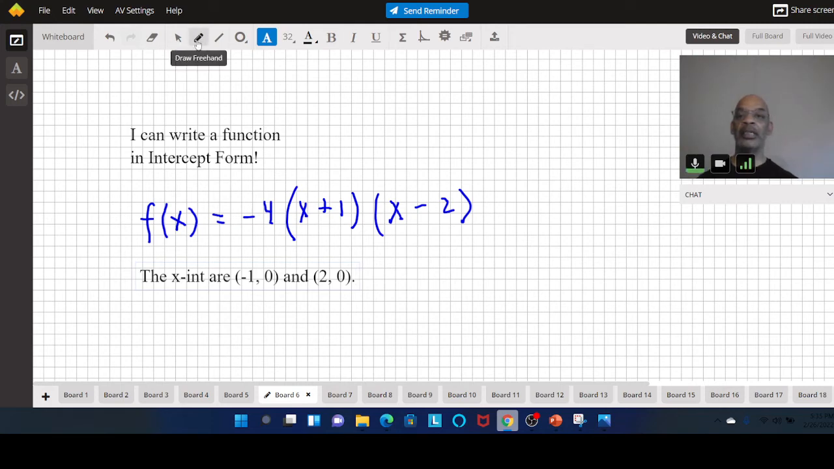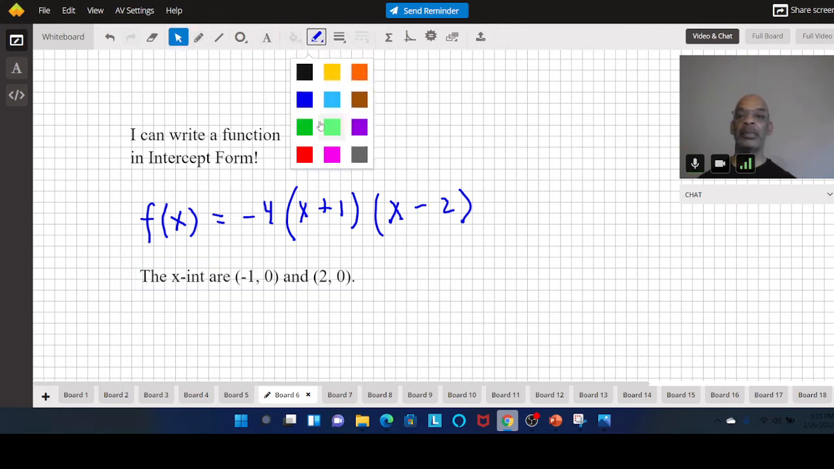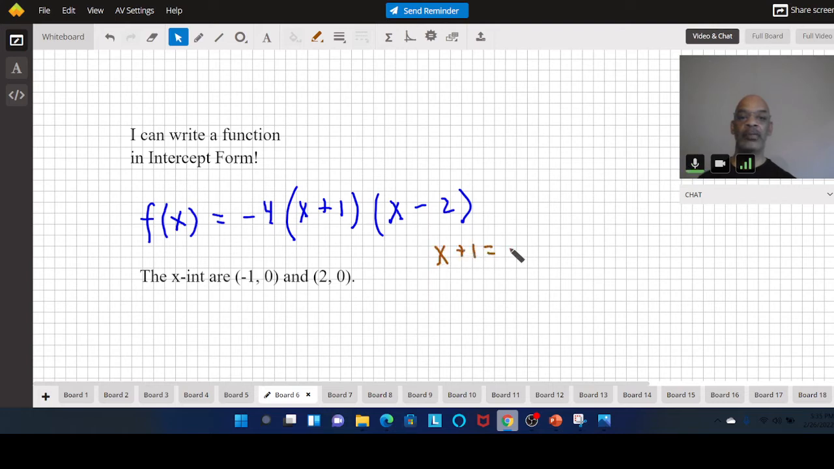And how did I get those? x plus 1 equals 0 from this factor, and x minus 2 equals 0 from this factor. You'll also see the intercepts written as x equals negative 1 and 2, if you don't see them written as the ordered pair for the points.